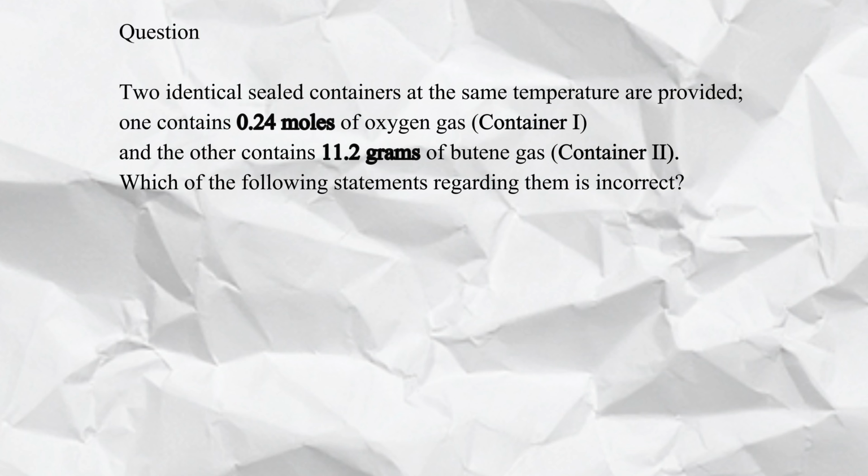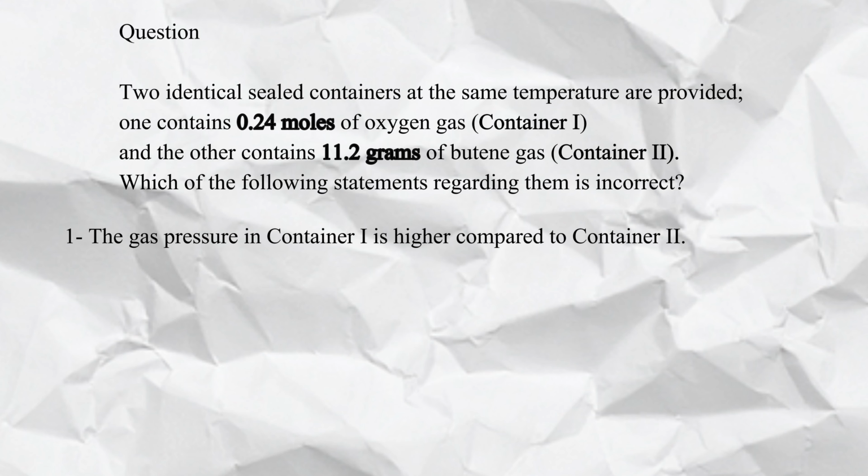Two identical sealed containers at the same temperature are provided. One contains 0.24 moles of oxygen gas, container number 1, and the other contains 11.2 grams of butene gas, container number 2. So, which of the following statements regarding them is incorrect?